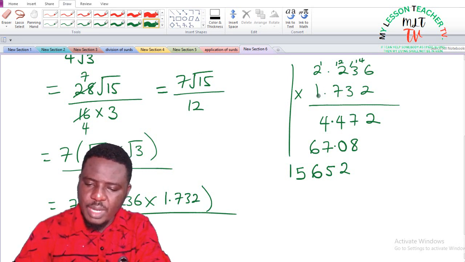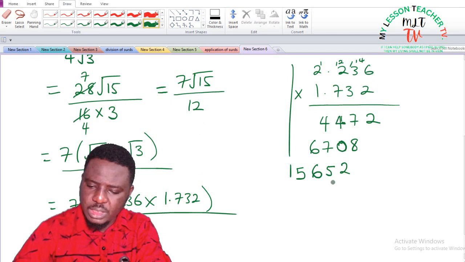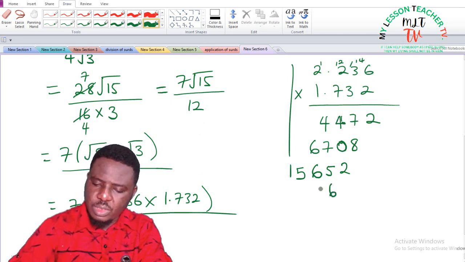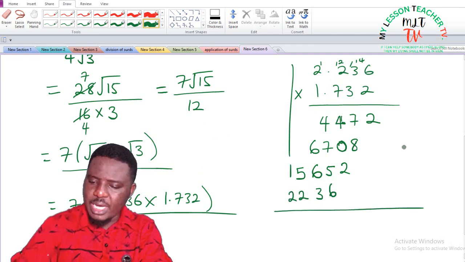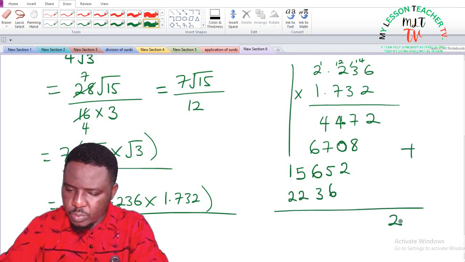I'll also multiply 1 times this. 1 times 6 is 6. 1 times 3 is 3. 1 times 2 is 2. And 1 times 2 is also 2. I will then add. This is said to be 2.